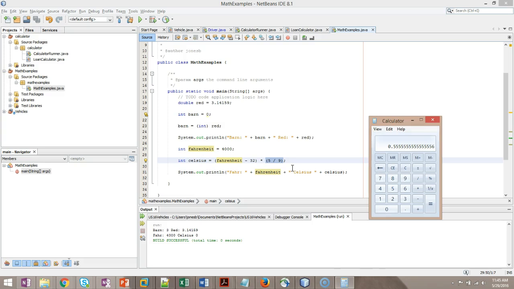5 divided by 9 is 0.555555, but wait a minute. We said the result is going to be an int, right? And an int cannot have a decimal value. It's a whole number. So it's going to truncate anything that follows that decimal. So that's going to give us 0. Okay, so the highlighted area will be 0. 0 times anything is 0.